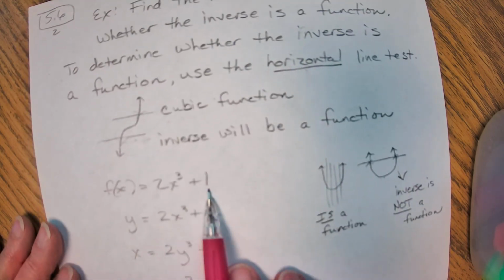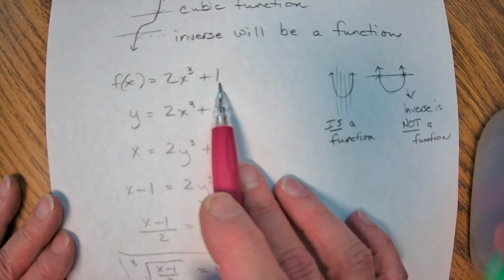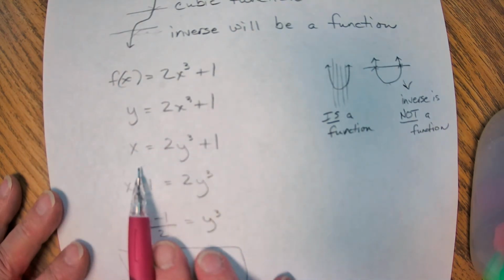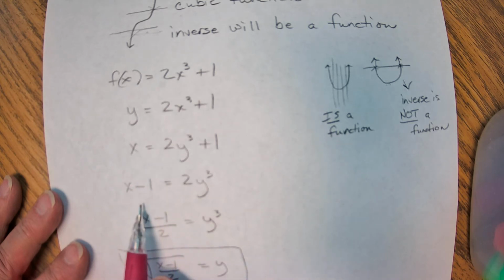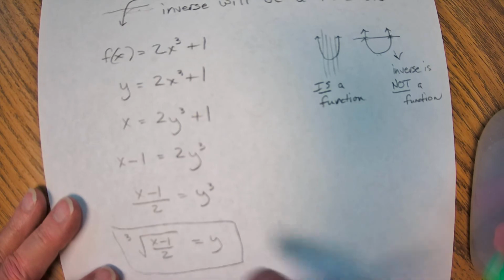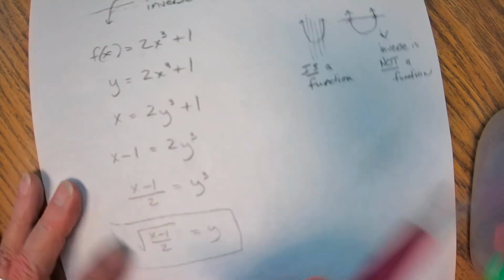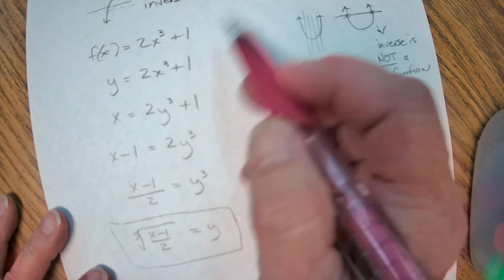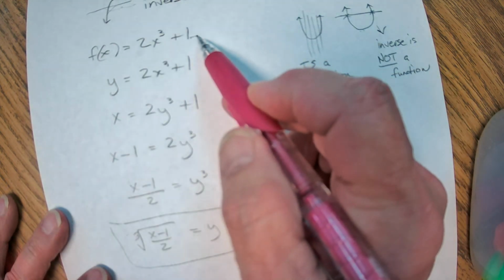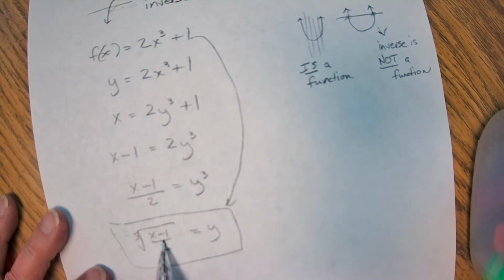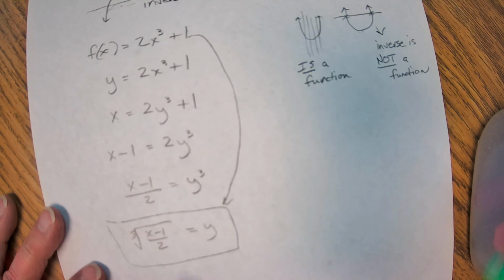Okay, so I need to find the inverse of this function. Again, replace f of x with y, switch x and y, and solve for y. That 3 is kind of way out there. So the inverse of 2x cubed plus 1 is the cube root of (x minus 1) over 2.